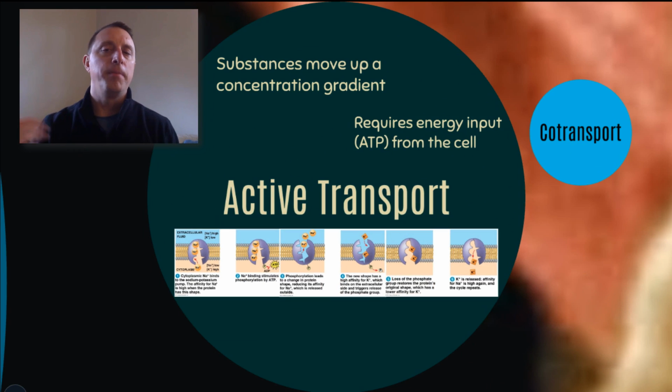Okay, so that wraps up passive transport. Now we will talk about active transport, and this is the movement of substances against the concentration gradient. So this is when things are moving from an area of low concentration to an area of high concentration. And from a cellular standpoint, this is going to require energy input from the cell. And that energy, of course, will be in the form of ATP.